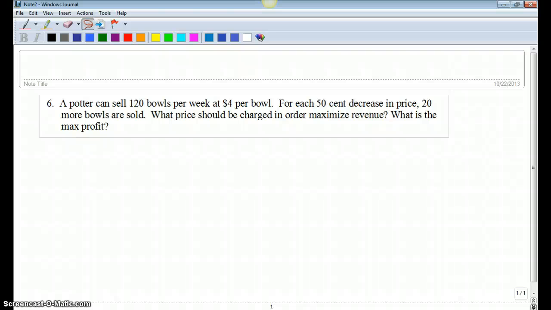Okay, what I'd like to do is go through number 6 on the quiz review and walk through how I would solve a problem like that. So they're telling us that if you sell the bowls at $4 per bowl, you know exactly how many you're going to sell, which is 120. But if you decrease the price by 50 cents, for every 50 cents you decrease the $4, your sales increase by 20. So the equation that we're looking at is really just revenue, which I'll write here.